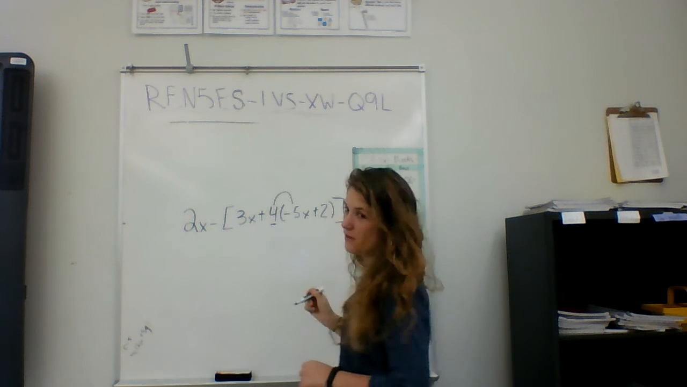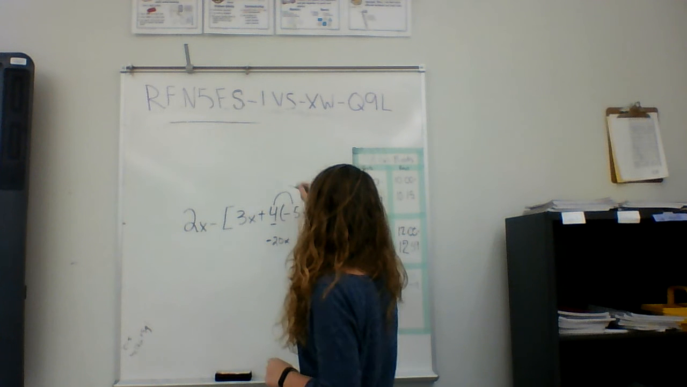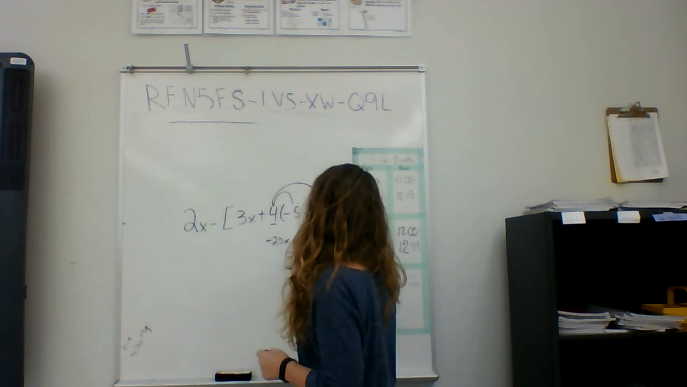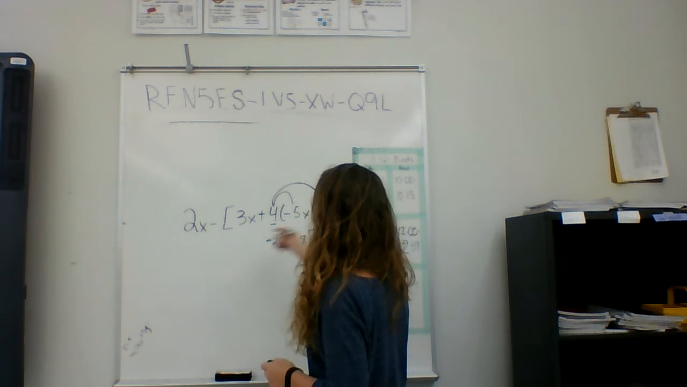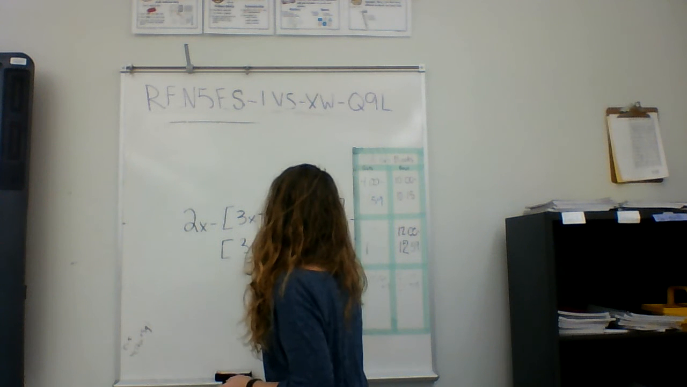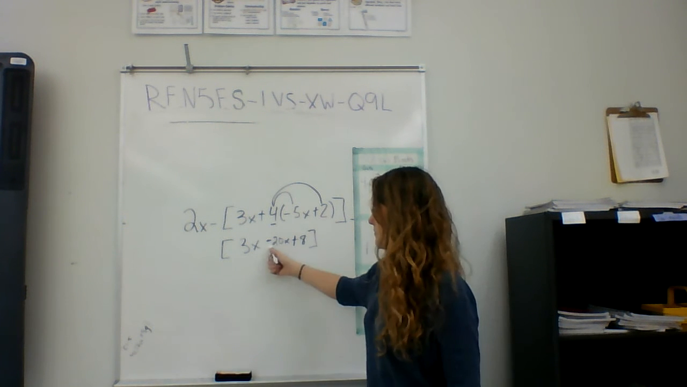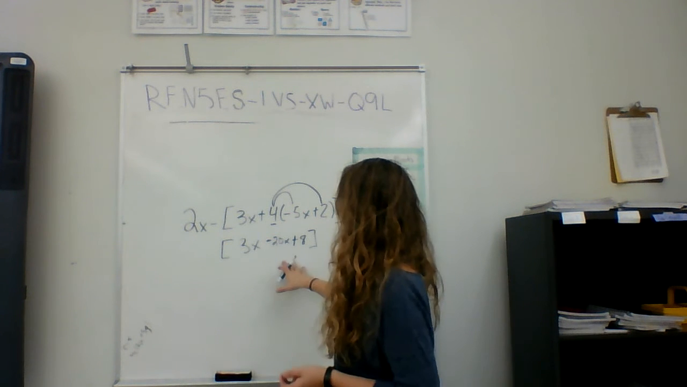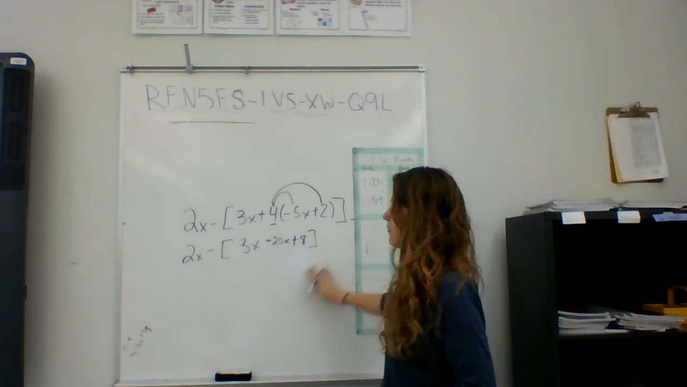4 times negative 5x is negative 20x. And 4 times positive 2 is positive 8. So I have gotten rid of these parentheses, and I have this bracket, and then I'll bring this bracket down, and I still have my 3x. Now you can make this 3x plus negative 20 or 3x minus 20x. It's the same thing. Now I need to continue doing what is inside of the brackets before I can do the last part.